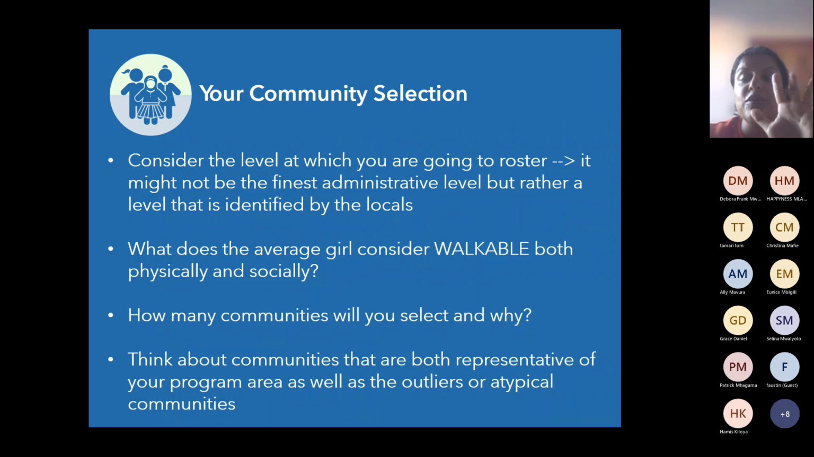But I do not recommend, based on everything you've told me, that you only do this in one hamlet. I don't think one hamlet is going to give you enough information. I think you're going to have to choose more than that. And that's the level at which you're sampling. Is that clear?